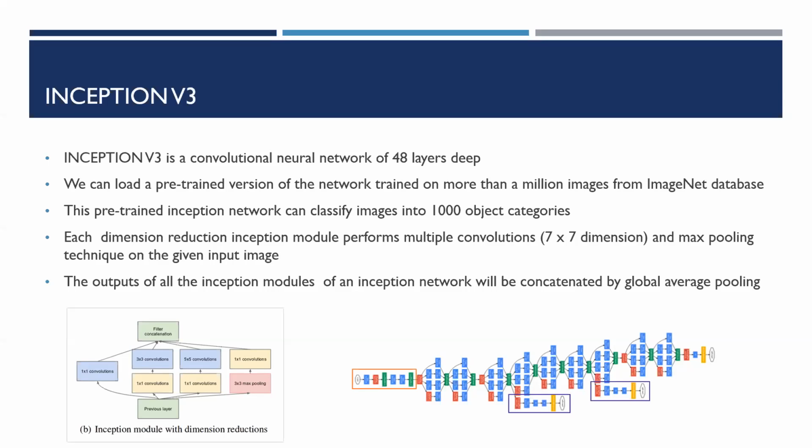Here we use the dimension reduction inception model, wherein it uses 1 cross 1 convolutions, as they are cheaper than 5 cross 5, and there will be reduced input channels. The dimension reduction inception model performs multiple convolutions of 7 cross 7 dimension and max pooling on the given input data. The output of each module in an inception network will be summed up by global average pooling. The additional branches that you can see in this inception network are used when there is a requirement of feature vectors that are used for some prediction.